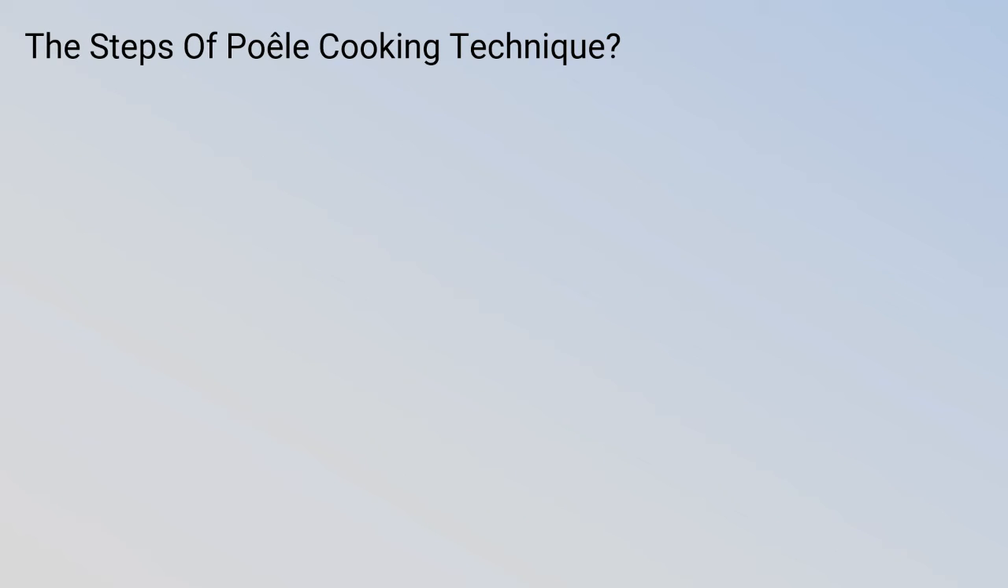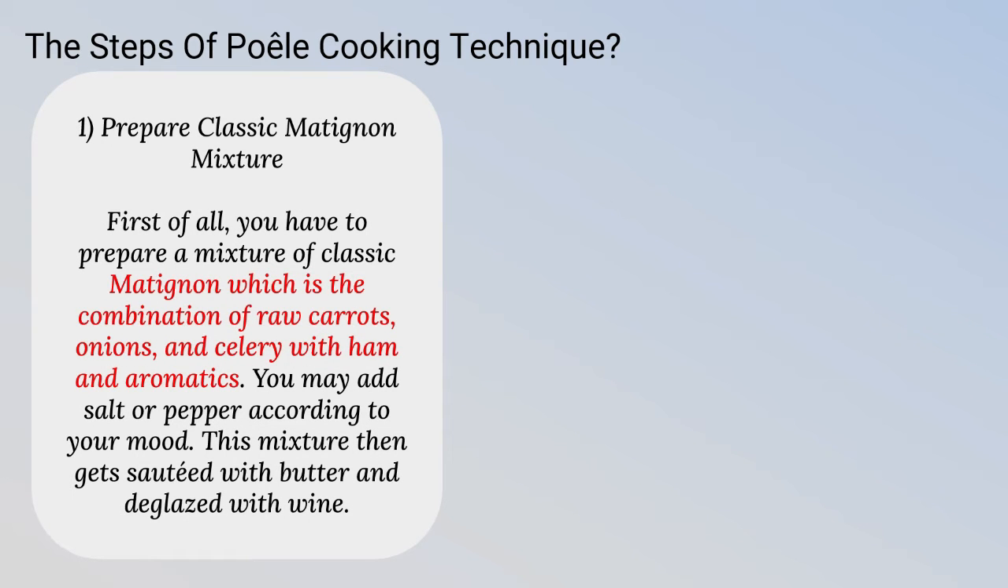Now the steps of the poêling cooking technique. First one, prepare a classic matignon mixture. Already I have explained what is called matignon. First of all, you have to prepare a mixture of classic matignon, which is the combination of raw carrots, onion and celery with ham and other aromatic herbs. You may add salt or pepper according to your mood. You can, you may not. You can add a little bit or a little more.